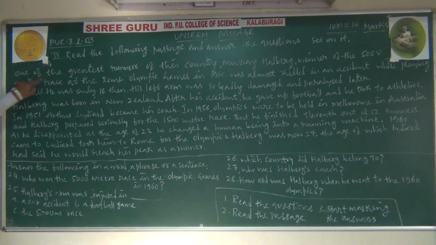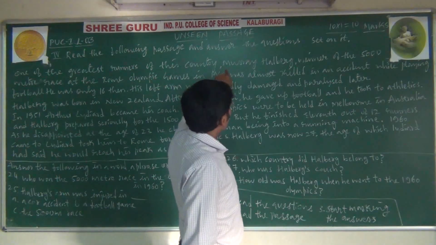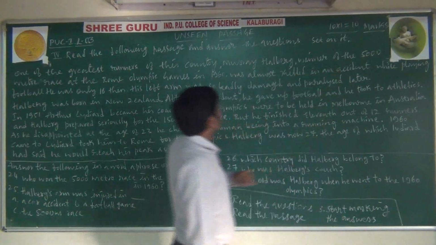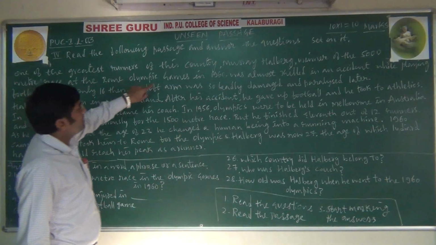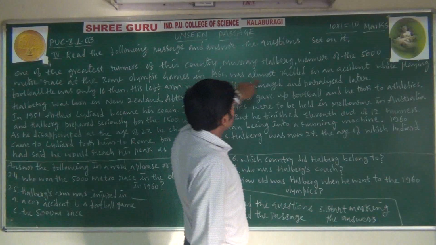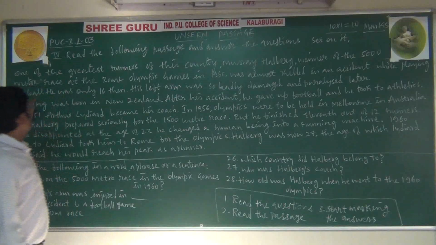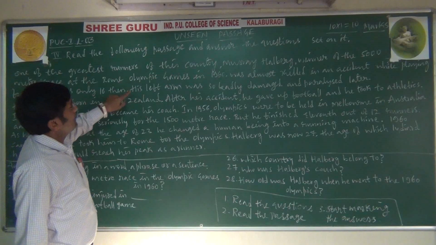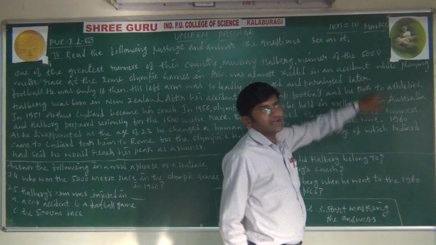One of the greatest runners of this country, Murray Halberg, winner of the 5,000 meter race at the Rome Olympic Games in 1960, was almost killed in an accident while playing football. He was only 16 then. His left arm was so badly damaged and paralyzed later.